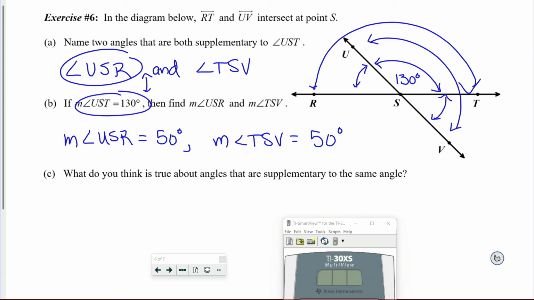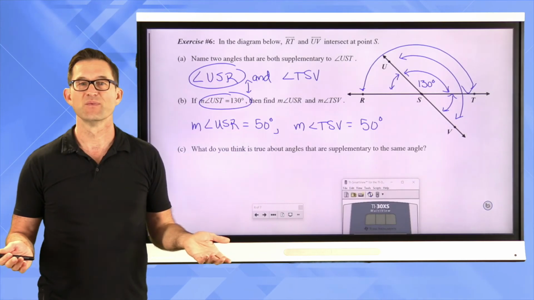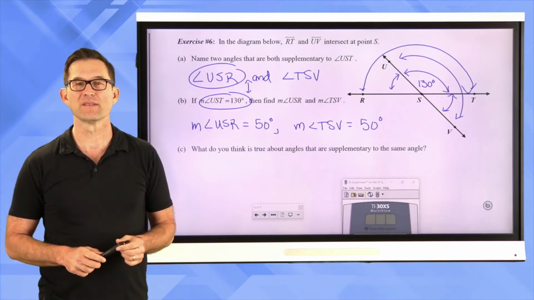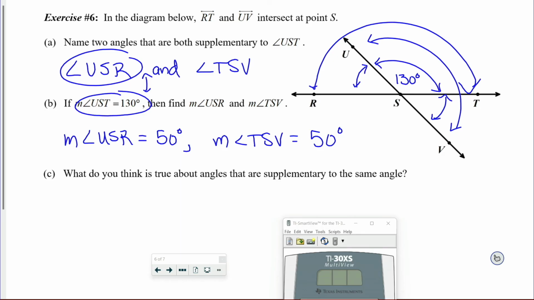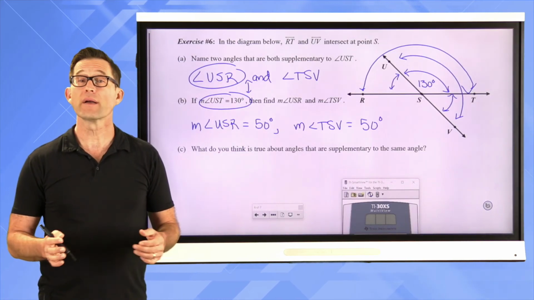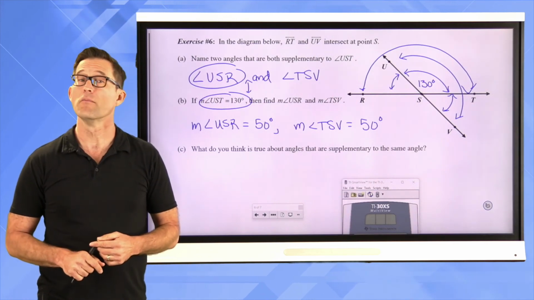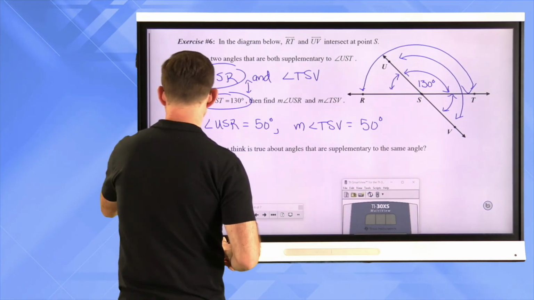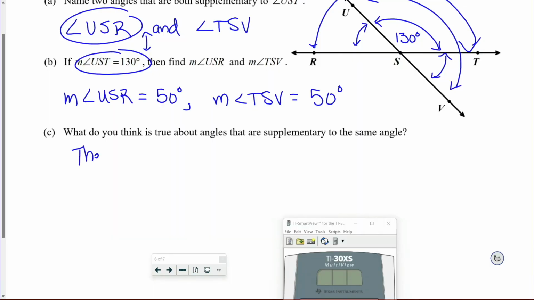What do you think is true about angles that are supplementary to the same angle? Well, what do you think? What could you write down? Pause the video now. Well, two angles that are supplementary to the same angle must have equal measures. And if you just said that the two angles must be equal, that's fine.